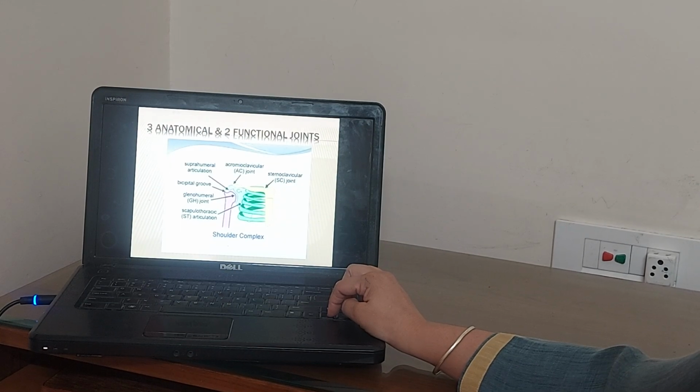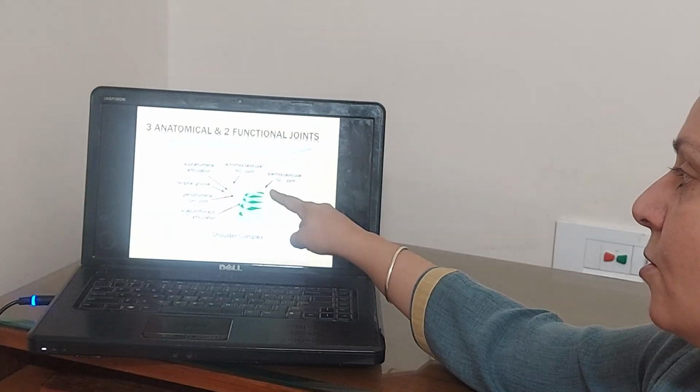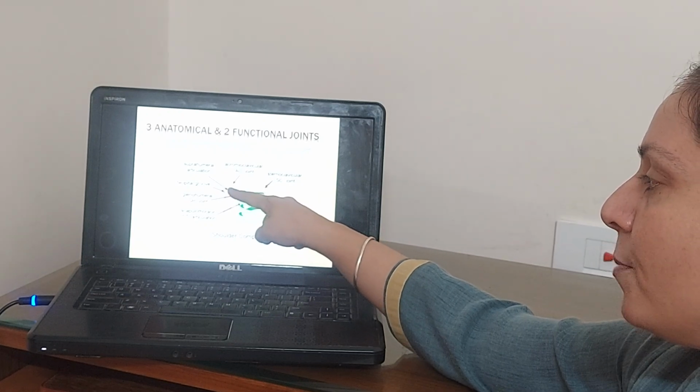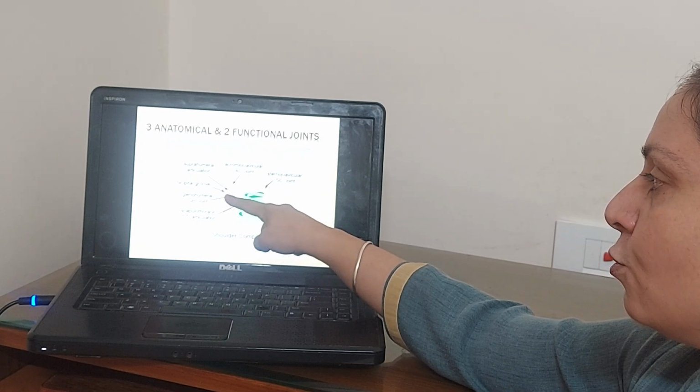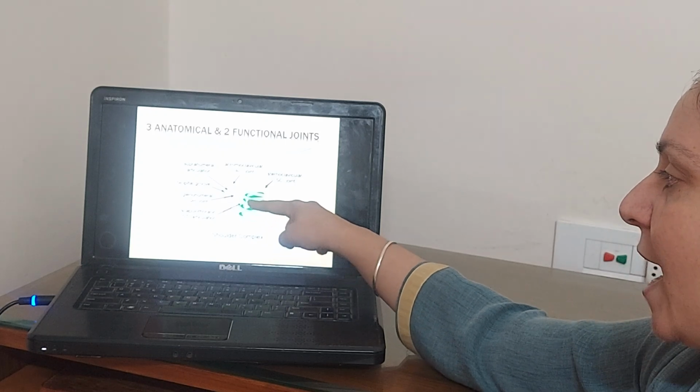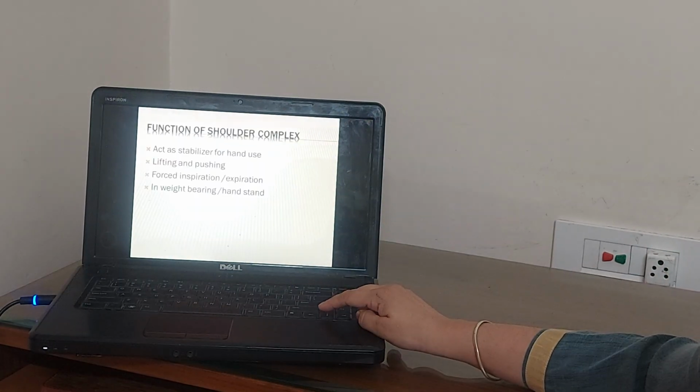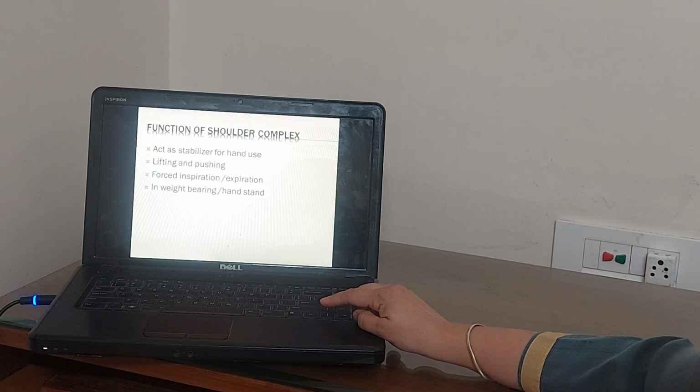Here you can see the 3 anatomical and 2 functional joints, which I have tried to show you over here. That is the sternoclavicular joint, the acromioclavicular joint, the suprahumeral articulation, the bicipital groove, the glenohumeral joint, and the scapulothoracic articulation. Fine. The function of the shoulder complex.